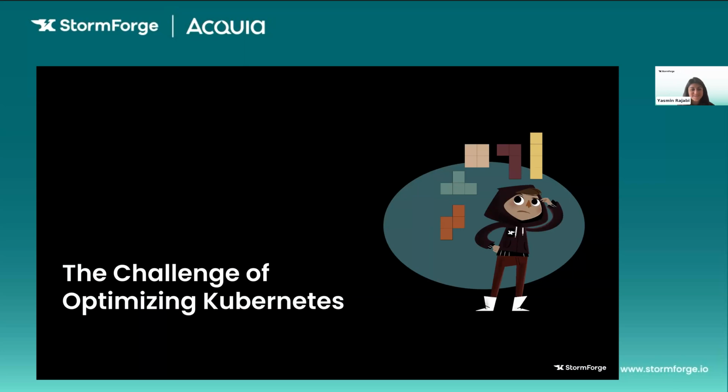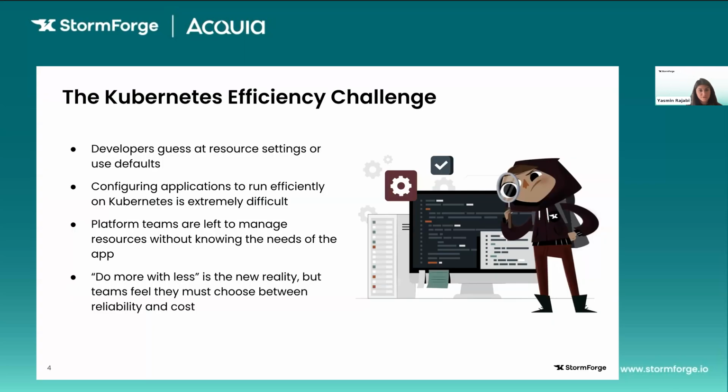So today we're going to be talking about the challenge of optimizing Kubernetes. Anyone who's used Kubernetes in the past can probably relate to some of these challenges. The biggest really being the efficiency challenge. Anytime I talk to users about setting resource settings, and ask how they do this, it's always guesswork. I look at a chart, add a buffer, and then go with that. Or I take whatever the defaults were, what someone told me. There's not a lot of science behind it.